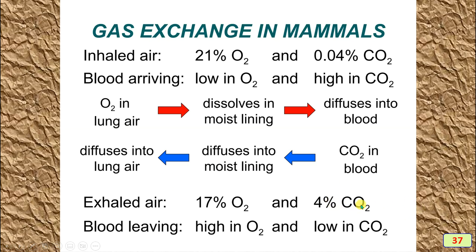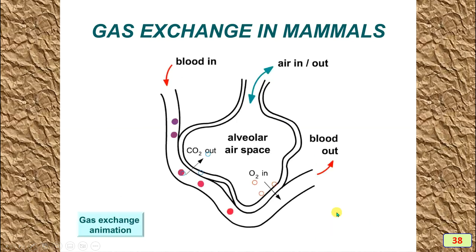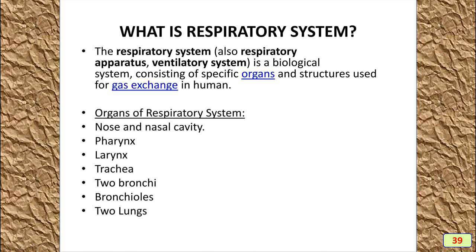So this is the important thing to remember. It is 0.04%, whereas it is 4%, meaning more than 100 times higher. And the blood leaving will be high in oxygen and low in carbon dioxide. So this is the gas exchange in mammals. The blood coming in to the lung contains more carbon dioxide, and it is exchanged with the oxygen in the alveolar air sac, and the blood becomes oxygenated.